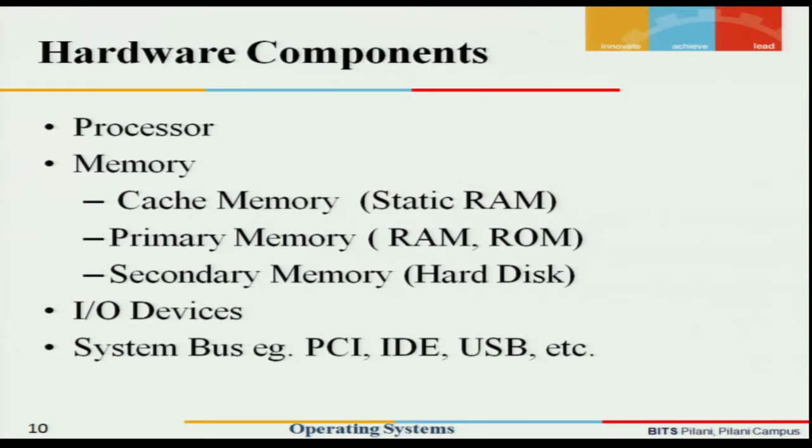Then we have something known as secondary memory, that is our hard disk. We would have IO devices like a keyboard, monitor, joystick, etc. And internally, all these devices are connected through a variety of buses such as PCI, IDE, USB, SCSI, etc.